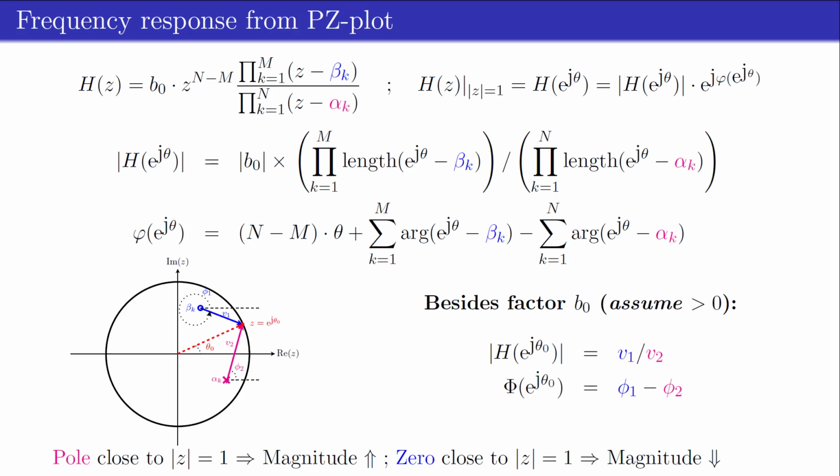Referring to the figure, this implies, with φ1 the angle of the vector v1 and φ2 the angle of the vector v2, that the contribution of the zero at z is β_k and the pole at z is α_k to the value of the phase of the frequency response at frequency θ0 is equal to φ1 minus φ2.